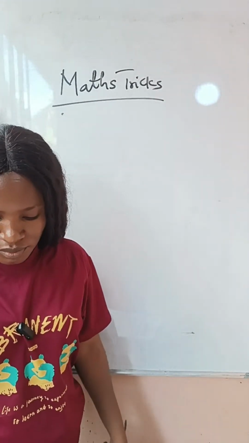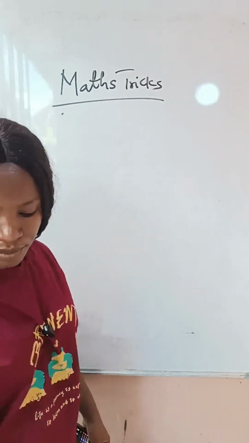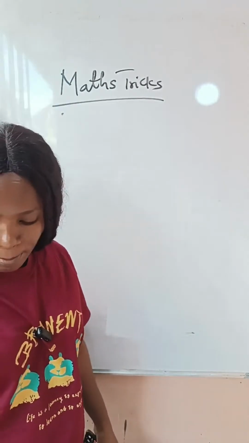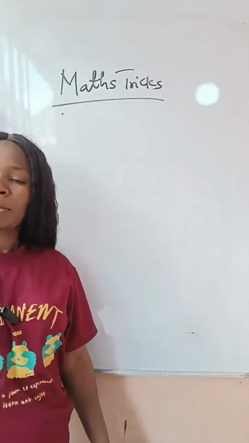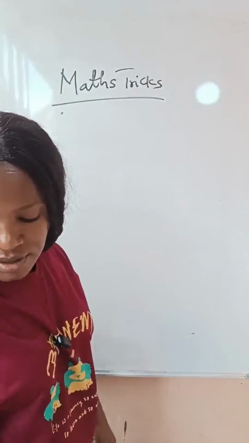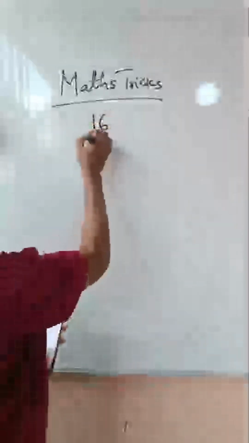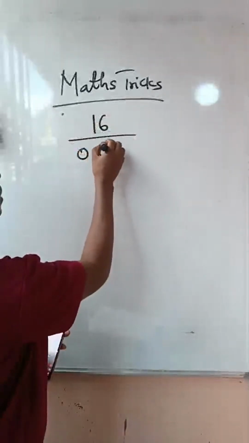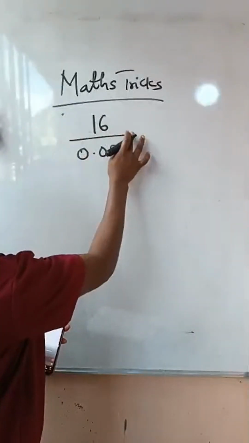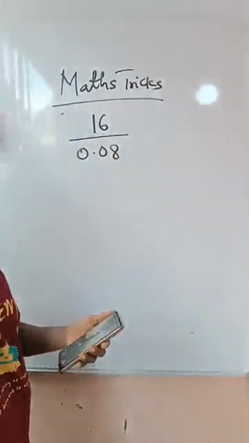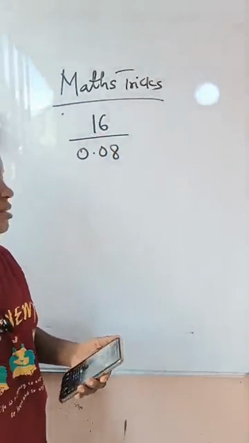In this one, let's learn how to divide a number by a decimal. Dividing a number by a decimal: 16 divided by 0.08. And you are not allowed to use your calculator. How do you do this very, very fast?